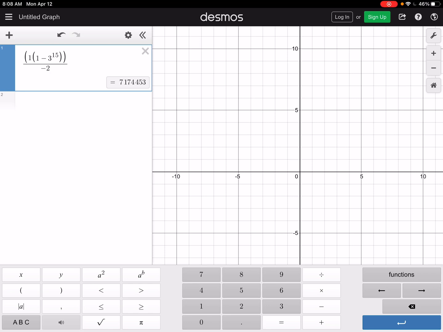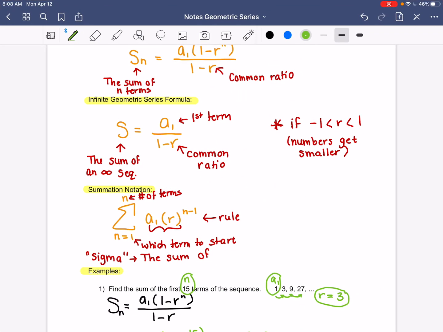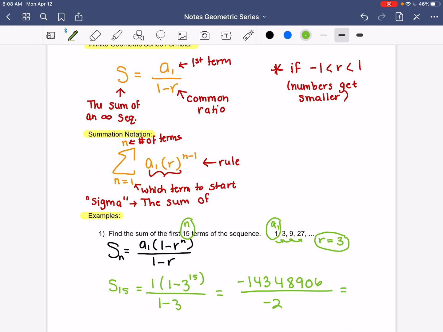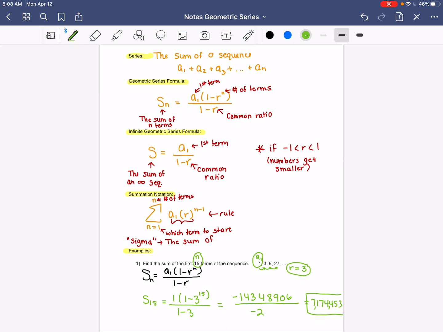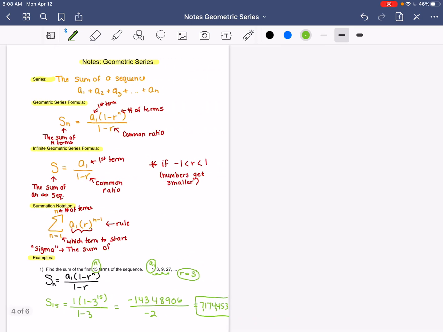7,174,453. So the sum of the first 15 terms is 7,174,453. So a pretty big number. So we want to use our calculators. So it's going to be the first picture that'll go in on slide number 10.